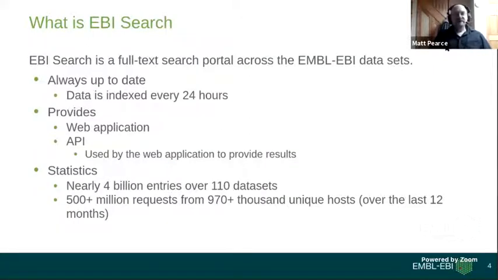So EBI Search is a Lucene-based full-text search portal. It allows you to search across many of the EMBL-EBI datasets. It's kept up to date. Data is indexed every 24 hours, and it provides a web application, so a web search front end, and also a RESTful API, which is used by the web application to provide results. So the web application actually uses the API as its own backend.